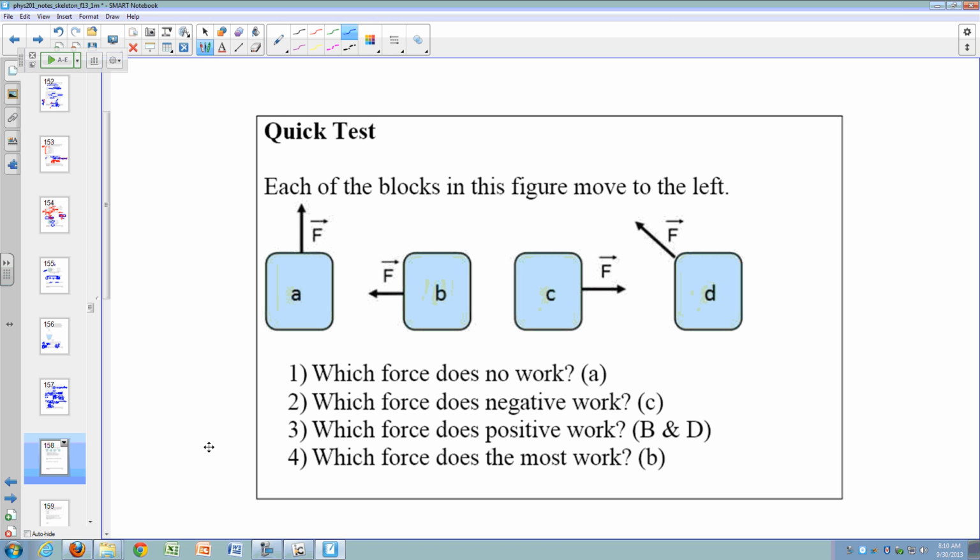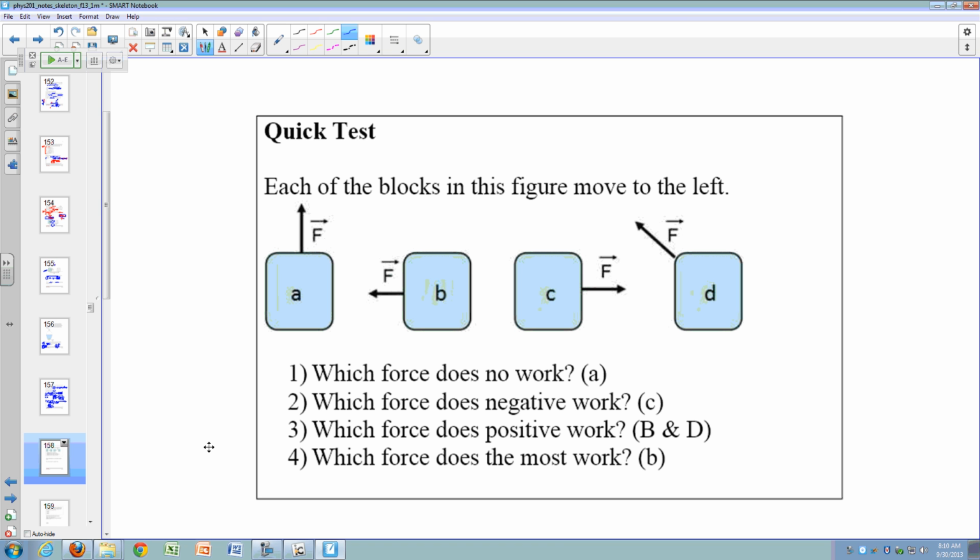Which force does negative work? All right, C does negative work. Why does it do negative work? Right, because the cosine of the angle is cosine of 180, and the cosine of 180 is -1. Or they're in opposite directions. They're anti-parallel. Which force does positive work? I have B and D.